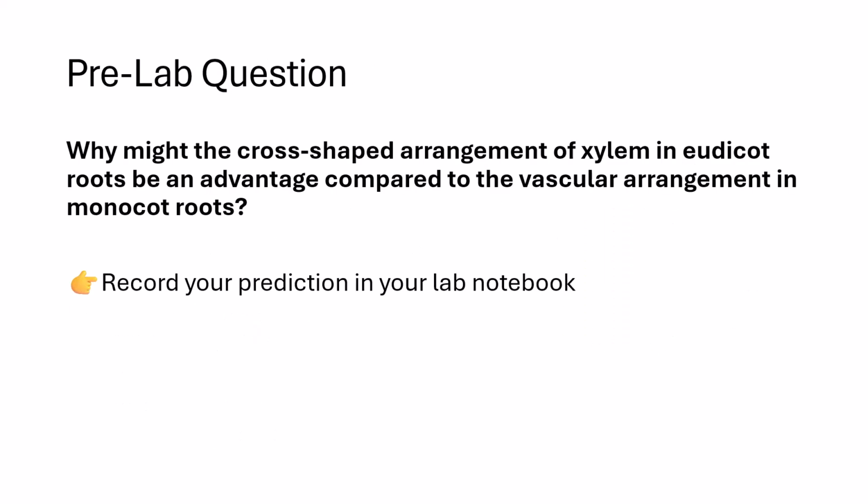Before you start analyzing the slide images, think about this question. Why might a cross-shaped arrangement of xylem in Eudicot roots be an advantage compared to the arrangement you saw in monocot roots? Consider things like strength, transport efficiency, and how water might move through the root. Write your prediction in your lab notebook before continuing.